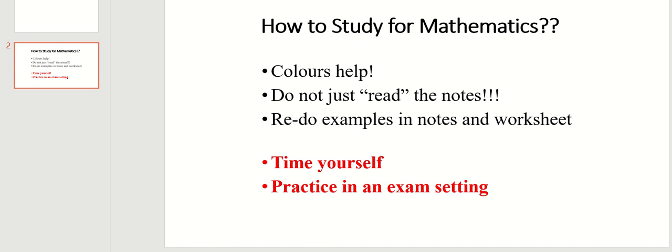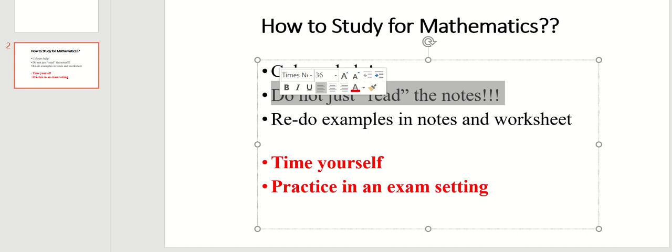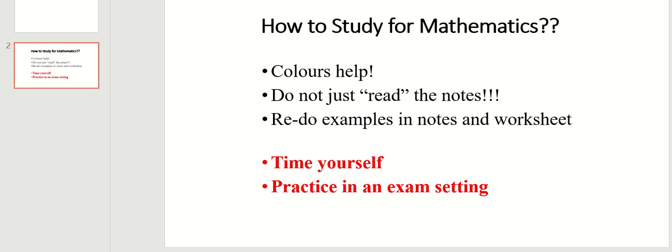Second thing, do not just read the notes. I don't know if I've mentioned this before, but if the way that you study is, okay, I'm gonna open up the notes, I'm gonna flip through, I'm gonna read through the examples, and then after reading 2 or 3 examples, I tell myself, yeah, I think I know how to do this. If you are going to say something like this to yourself, then gone. You are very likely to be gone. Please do not just read the notes, but instead you should be redoing the examples in the notes and worksheet. So what do I mean by that?